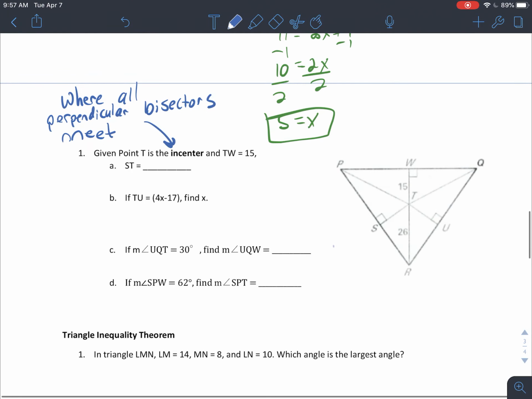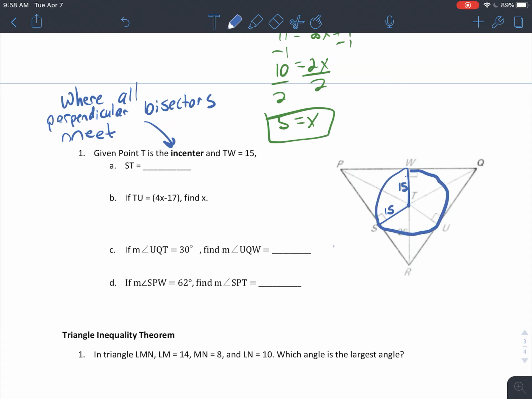Notice that TW is already labeled for us, TW is 15. What is ST? Well, ST and TW are actually the same length. Why? Because if we draw a circle around the in-center, just like this.